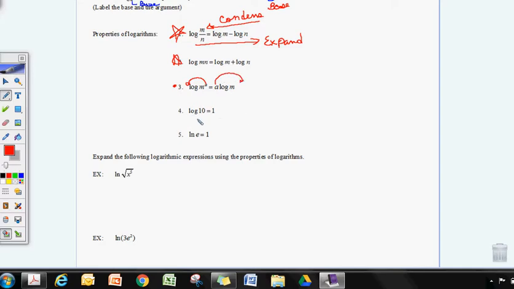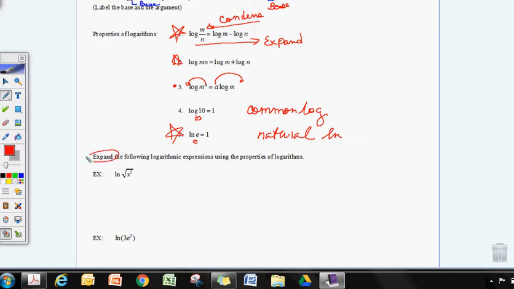Log 10 equals 1, and remember, if it doesn't have a base written in here, that's 10, and I refer to this as common logs. So you need to know some terminology. And natural log, make sure I write that down. The natural log of e is 1. We use this a lot. And remember, natural log has to be base e. So you've got your natural log, you've got your common log.